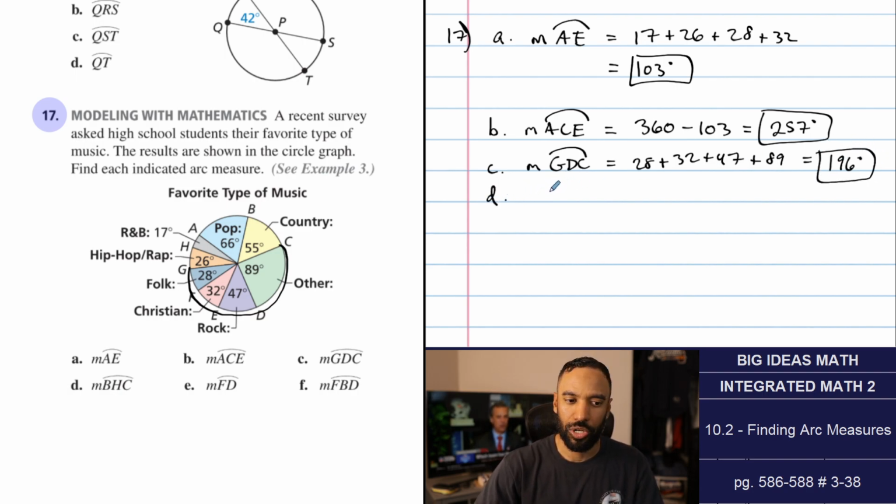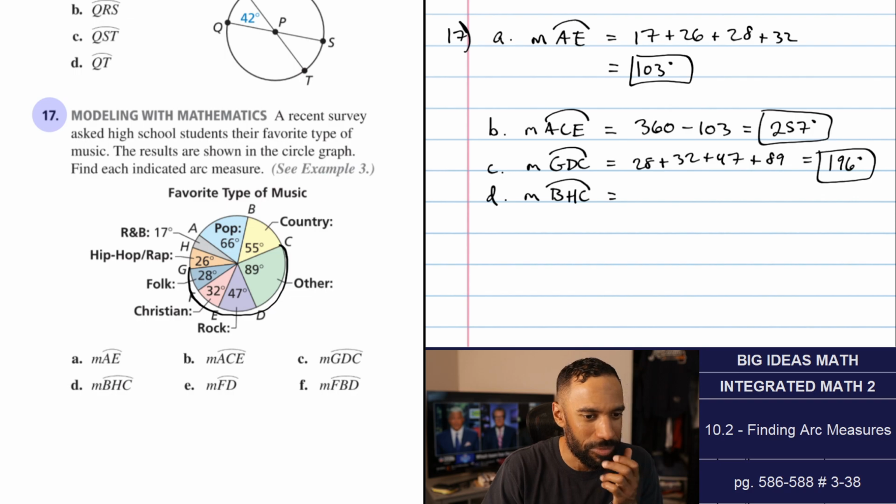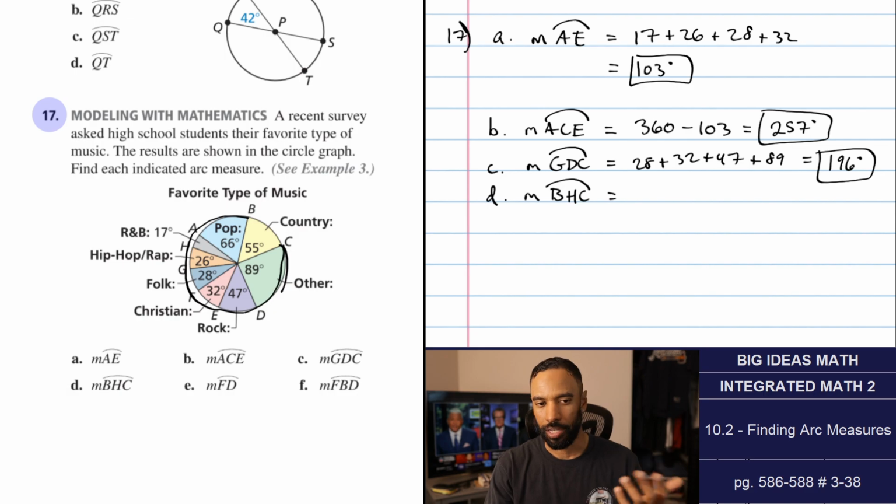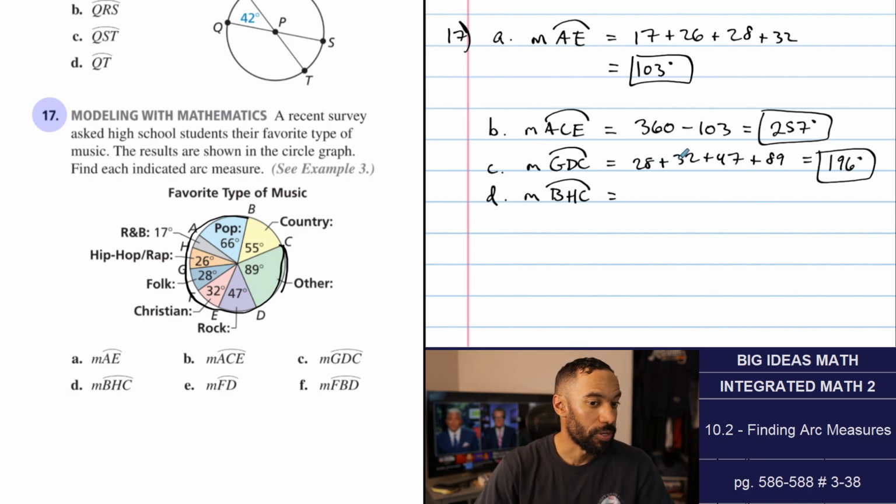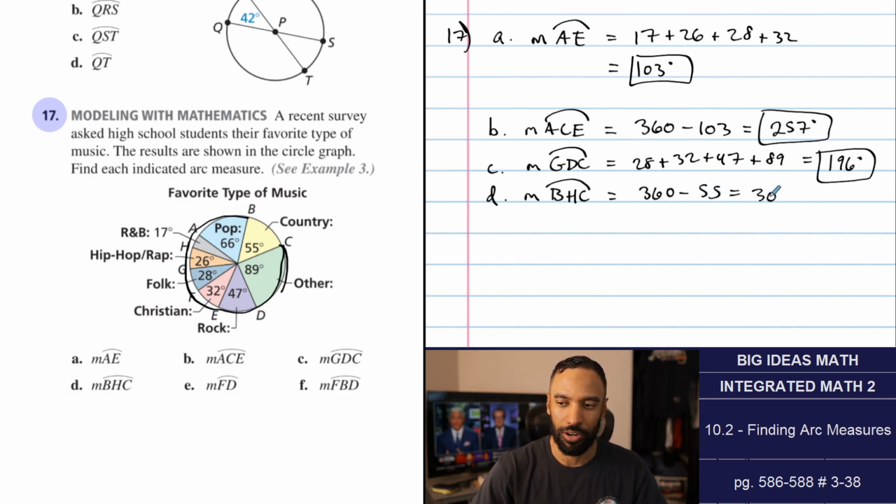Part D, they want the measure of arc BHC. This is all one problem. I wish they were different problems. BHC, this is the big one, goes around like this. It's everything but the 55-degree arc, measure of country. Everything but country. So 360 minus 55, and let's get 305 degrees on that one.